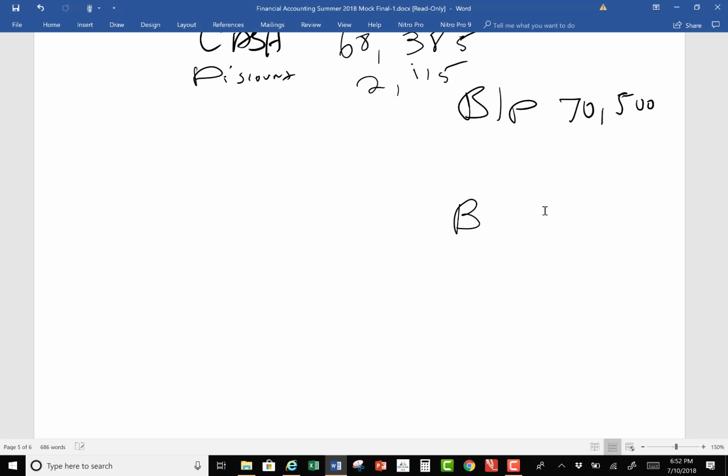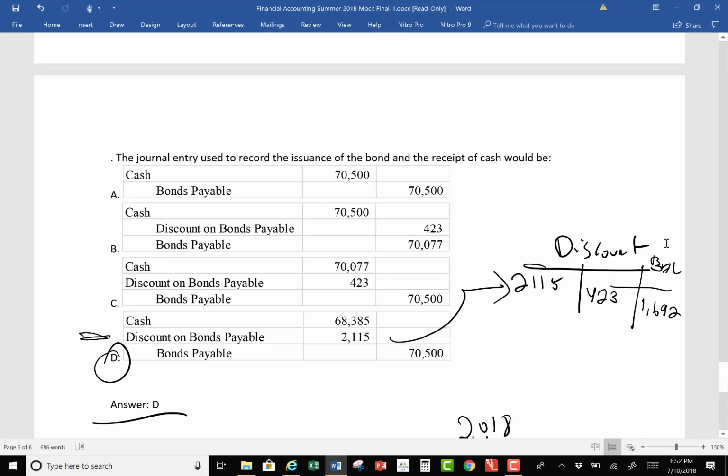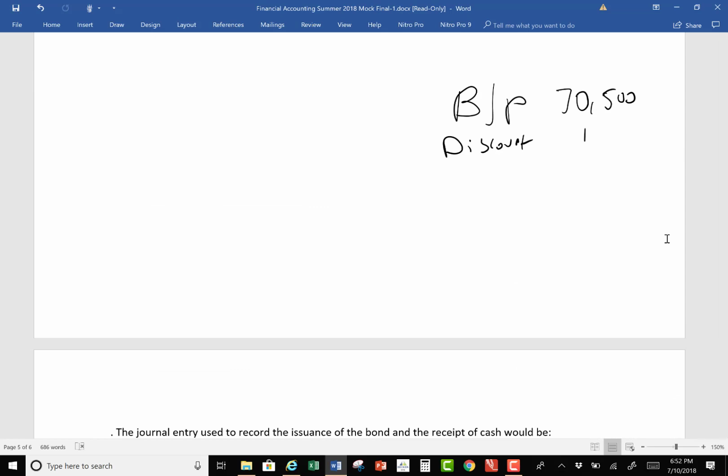I have bond payable on my balance sheet of 70,500. And then what did you do, Nick? I subtract the discount of 1692. Is that the balance of the discount account? Yeah, 1692. So the carrying value of the bond after that December 31st, 2017, after I've taken the interest expense for 2017 and amortized the discount, carrying value of the bond is how much? 68,808, you say?